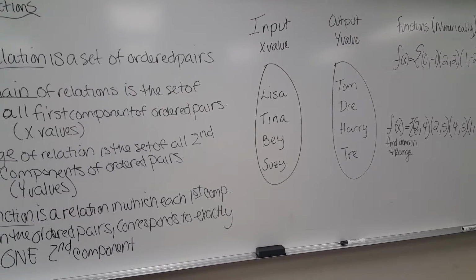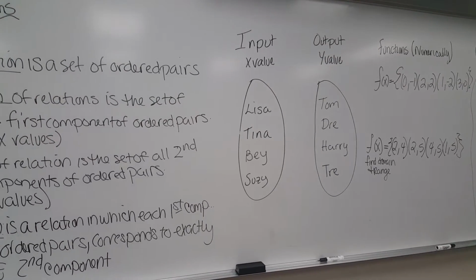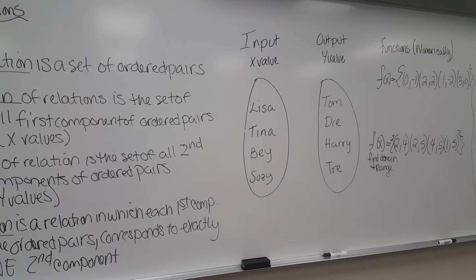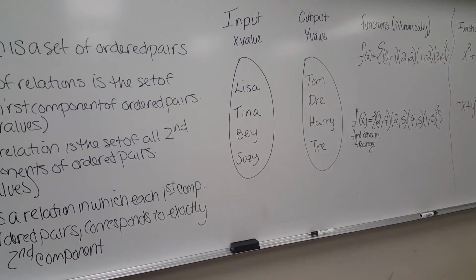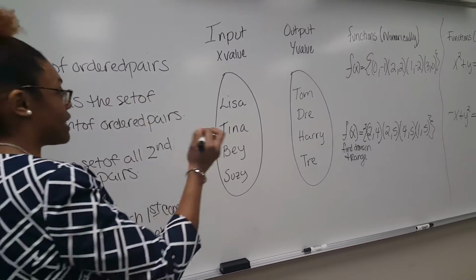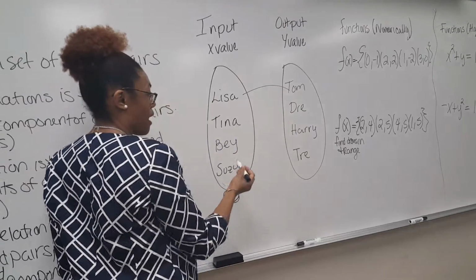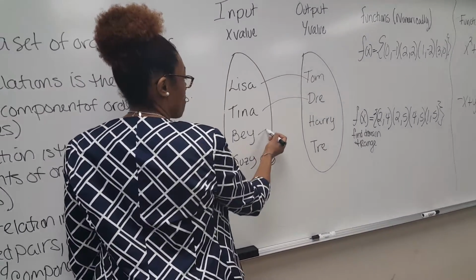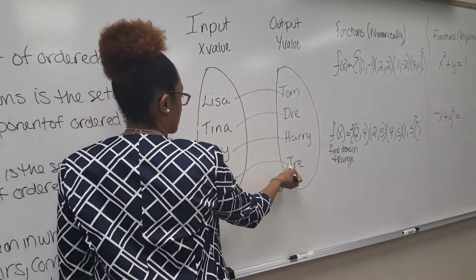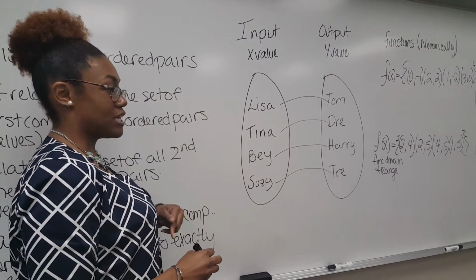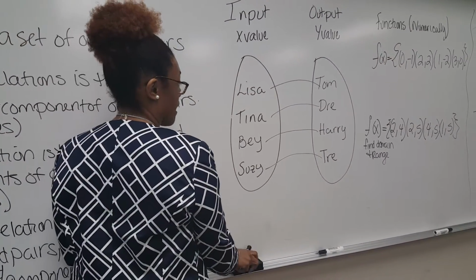Functions are like a double standard. I can't exactly explain why it's a double standard, but that's just the way some things are in the world. So let's say that Lisa goes with Tom, Tina goes with Dre, Bay goes with Harry, and Susie goes with Trey. We would consider this to be a function, all right?